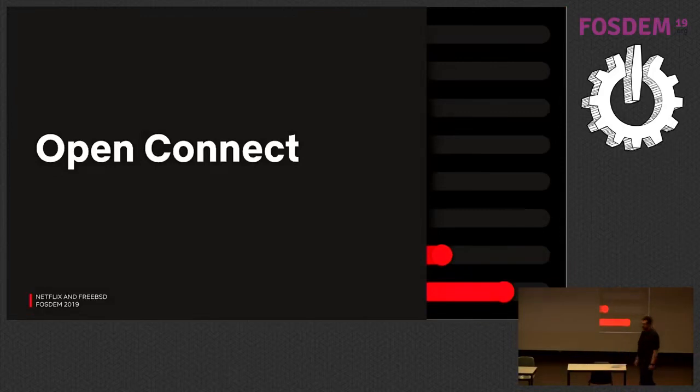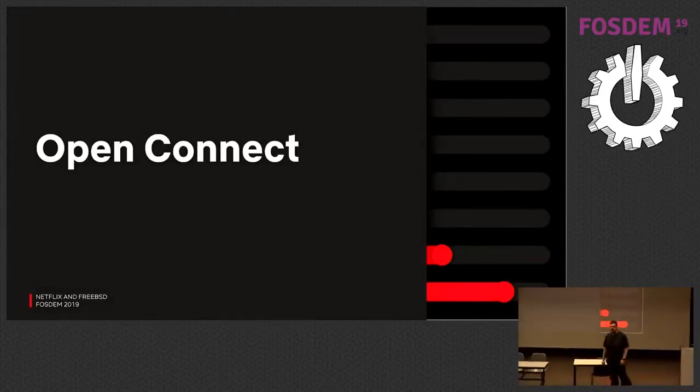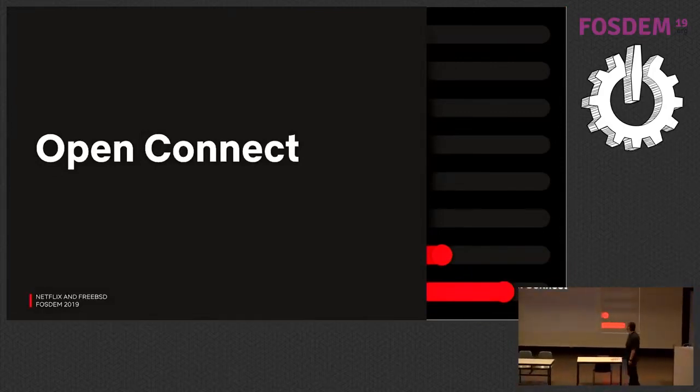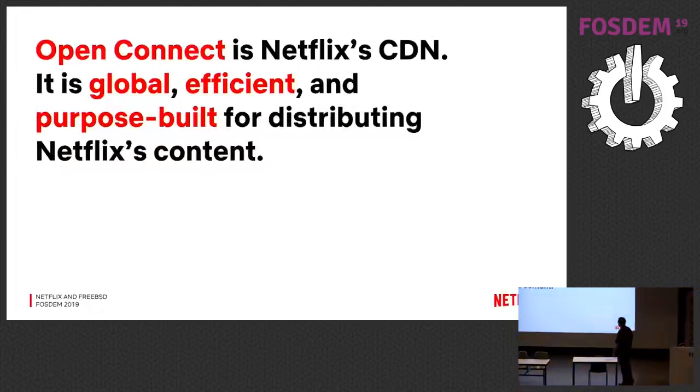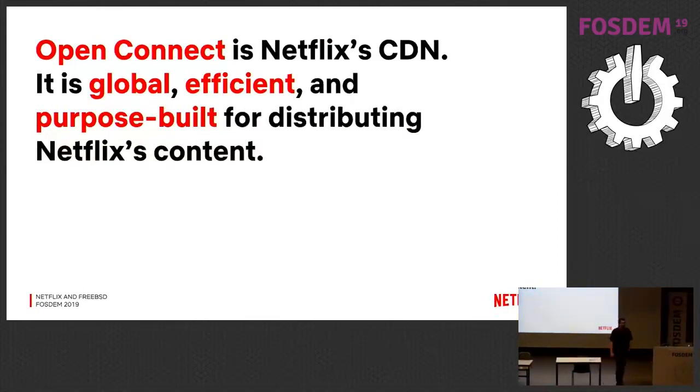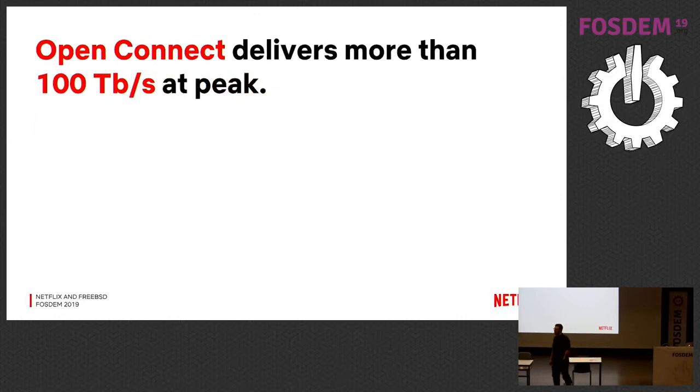So to start with, I need to tell you about OpenConnect. OpenConnect is Netflix's CDN. OpenConnect is a global, efficient, and purpose-built CDN for distributing Netflix's content. It is global. It is large. It is very fun to work on the OpenConnect network. At our peak, we deliver over 100 terabits per second around the world. And that makes the engineering challenges very interesting.